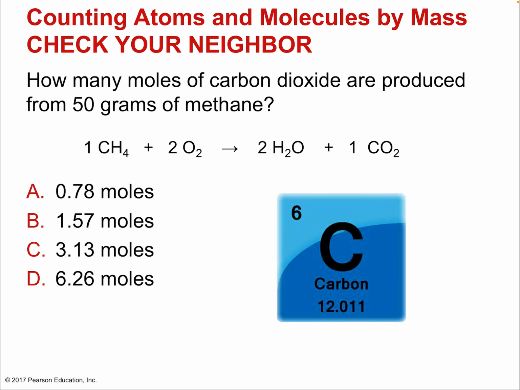Okay, let's do one more. How many moles of carbon dioxide are produced from 50 grams of methane? So again, we have the same balanced chemical equation with our methane and oxygen becoming water and carbon dioxide. But in this case, we're focusing on the carbon dioxide, and we're given different information.